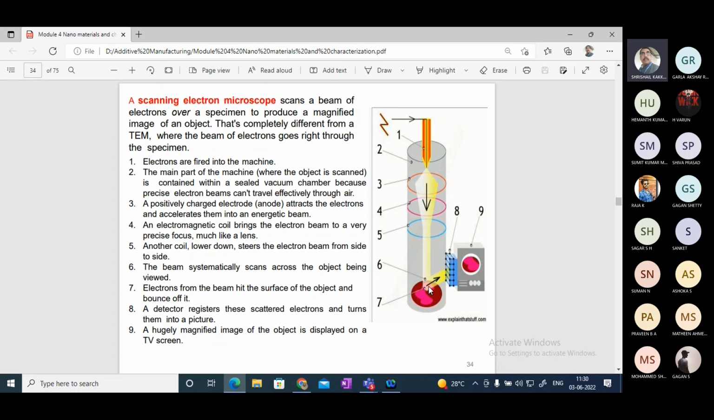The detector will register these electrons, and the registered electrons will be converted into, or will form, the picture of this particular specimen at the nano level. And we can directly visualize it using a TV screen, or one can even take a printout using the printer at the other end. This is about the scanning electron microscope.